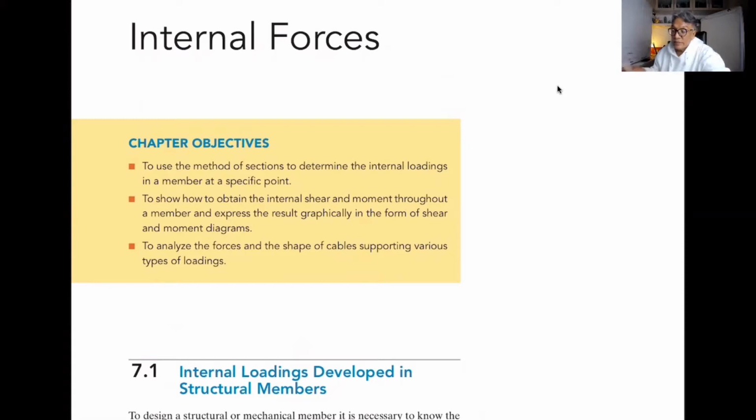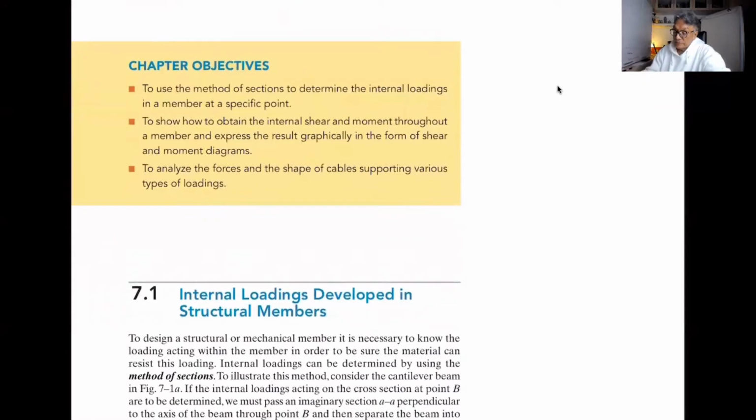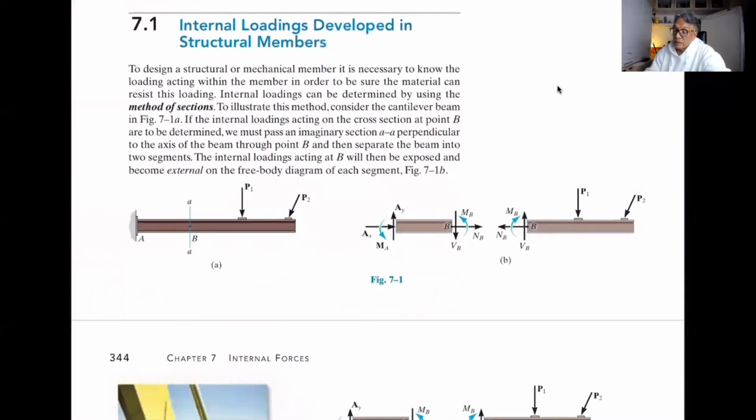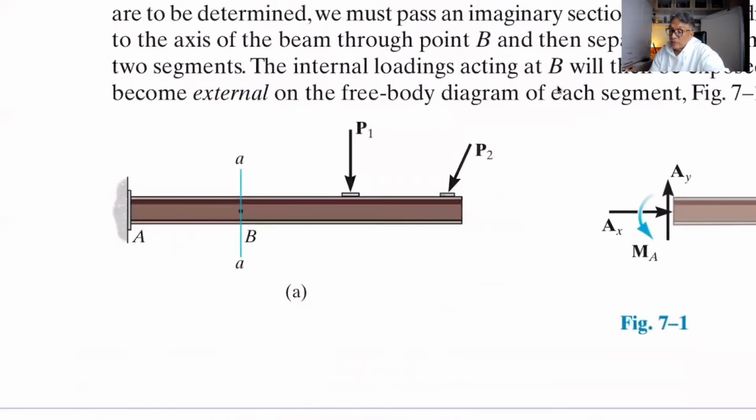Okay, let's get started. Talk about internal forces. Let's consider the beam right here. It is actually a cantilever beam, fixed support at A, and then let's see, there are two external loadings P1 and P2 on the beam, and let's neglect the gravity weight of the beam right here.